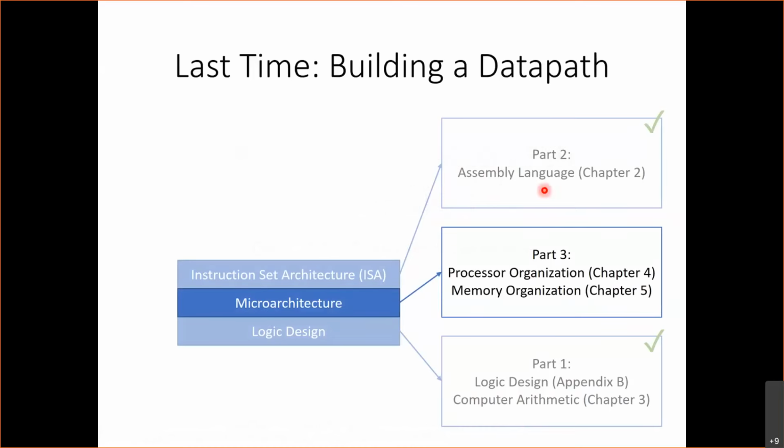Last time we started part 3 of the course, where we will be talking about how we use what we learned in the logic design part about building logic blocks to build a processor that executes the instructions defined by the instruction set architecture that we learned in part 2. And this part is called microarchitecture. It's kind of the implementation of the instruction set architecture.